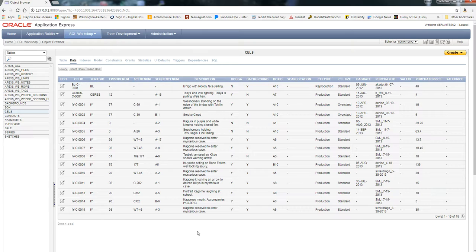And the data for that one is right here, and we have a lot of things that describe this cell. It's always good to know the scene number and the sequence number, so if you're looking at a cell online, you can say, oh yeah, that fits right into the sequence I was looking to buy.